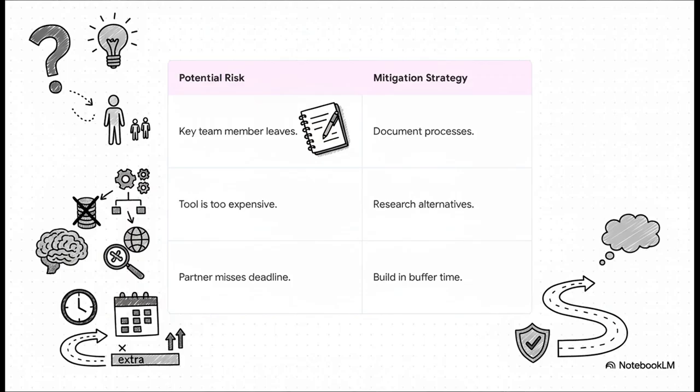What if your lead developer quits? Well, you better have your processes documented. What if that essential software tool costs way too much? You should already have alternatives researched. Honestly, thinking through these roadblocks before they happen is what separates a minor hiccup from a full-blown crisis. It is the definition of planning ahead.